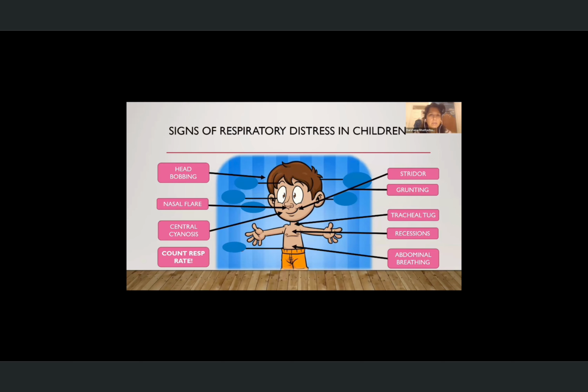Don't forget to count the respiratory rate, and the respiratory rate does vary according to the age group of the child, and you can get a better idea of normal ranges by referring to PEWS charts, pediatric early warning score charts.